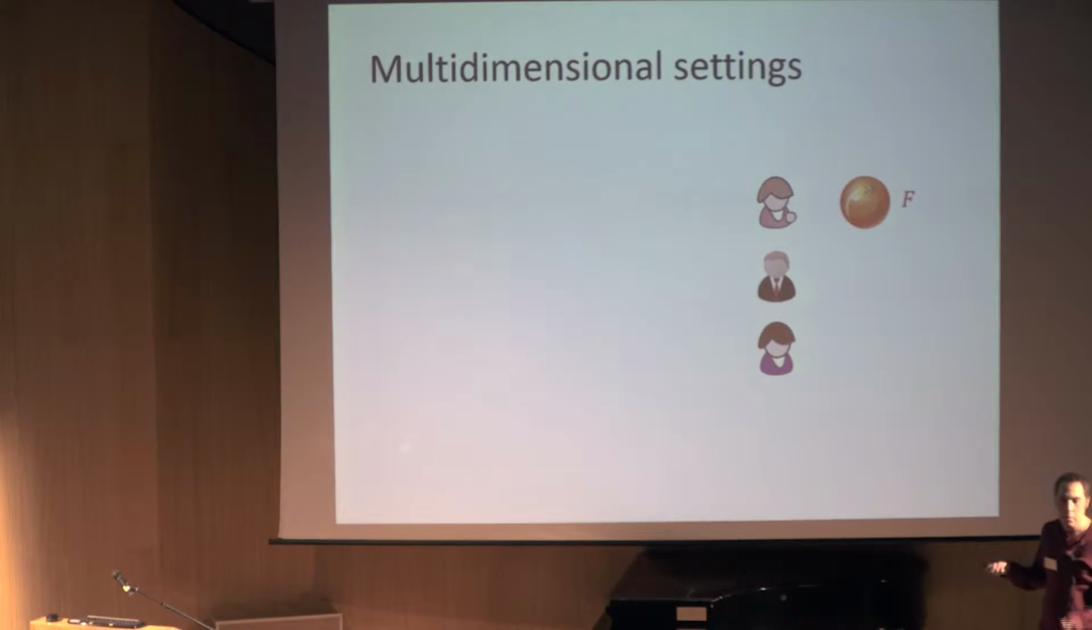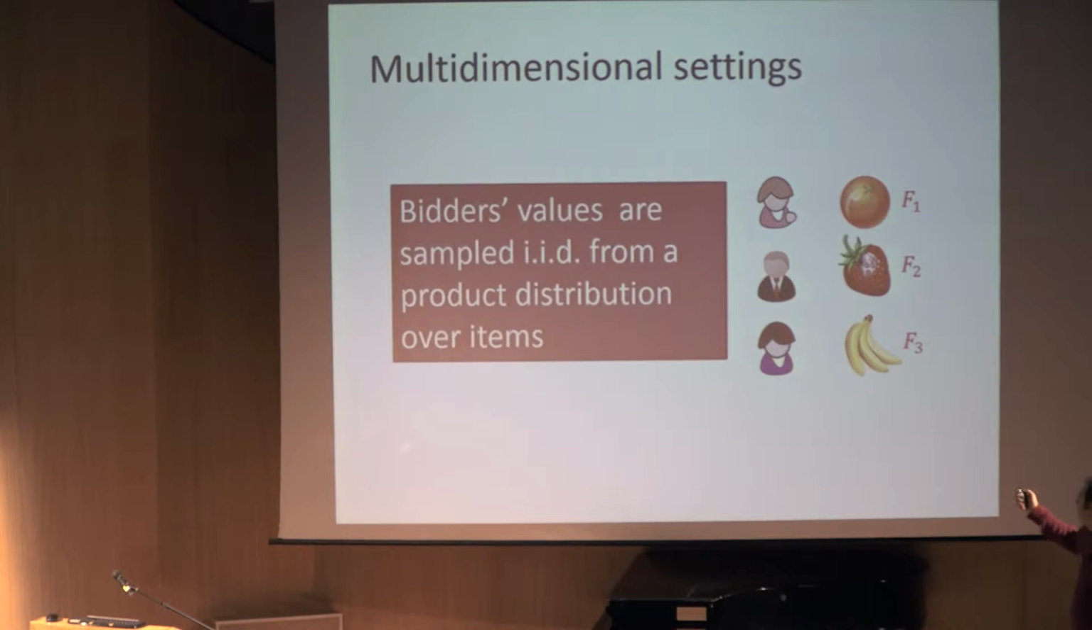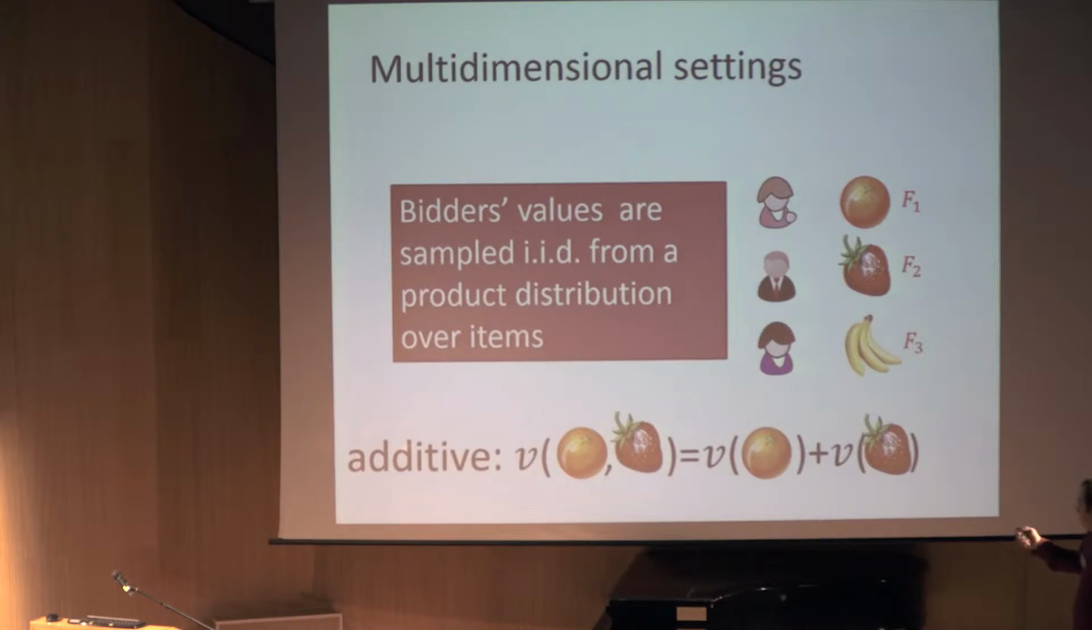And we want to extend it beyond a single item. So instead of one item, we have several items. Each item has some prior distribution, which is different. And each bidder is symmetric in the distribution. Each bidder has the same product distribution over items, which means that the values for each item for each bidder are drawn independently. And most of the time, we assume the bidders are additive. It means that the value of a bundle is the sum of the values of the items.